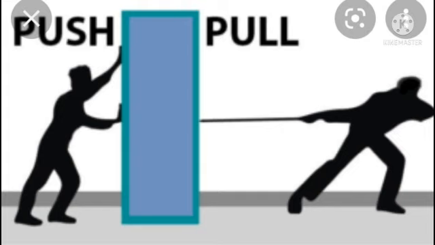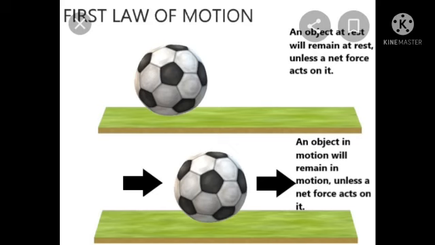So students, just keep it in your mind that when force is applied to any object, its position is going to change. So let us move to the second topic, which is the first law of motion. What does the first law of motion state? It states that an object at rest will remain at rest unless a net force acts on it, or else an object in motion will remain in motion unless a net force acts on it. Meaning what?